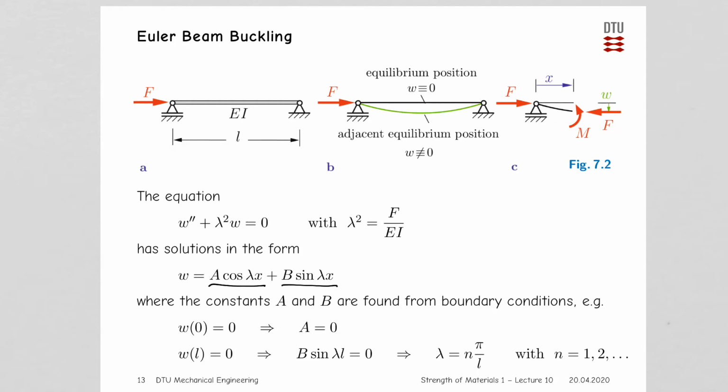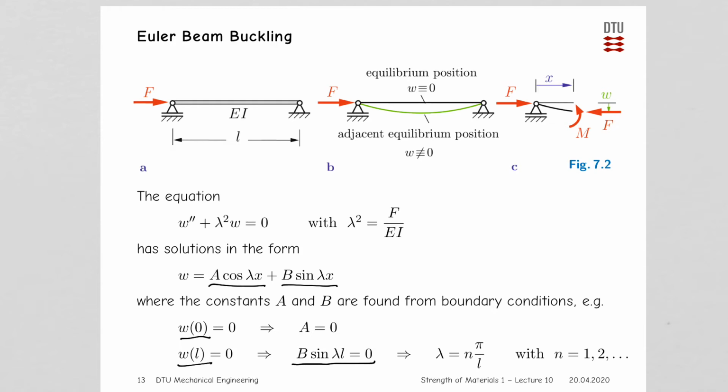So we know that the deflection both at x equal to 0, which you have here, and at x equal to L is equal to 0. Now, inserting those conditions into our solution form above, we find out that the constant A has to be equal to 0, and the second condition gives us that this condition has to hold.